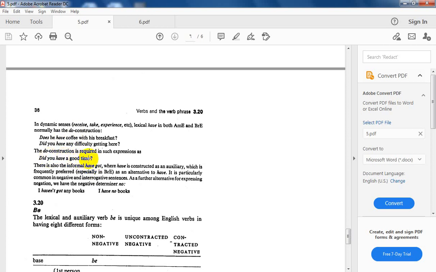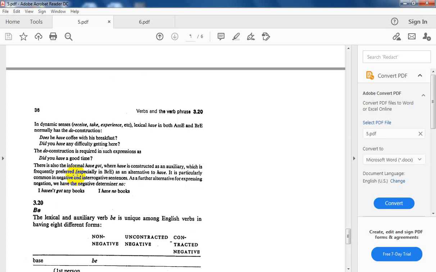The do construction is required in such expressions like, did you have a good time? Did you have a good time? It is what do construction and experiencing. There is no informal have got where have is constructed as an auxiliary, which is frequently preferred, especially in British. As an alternative have, it is particularly common in negative and interrogative sentences.